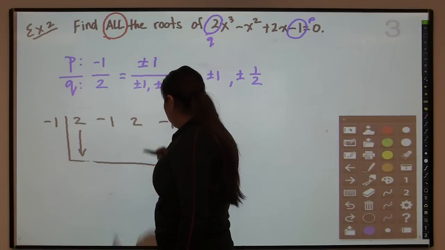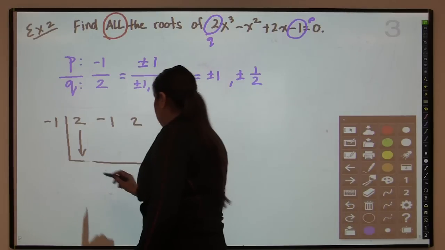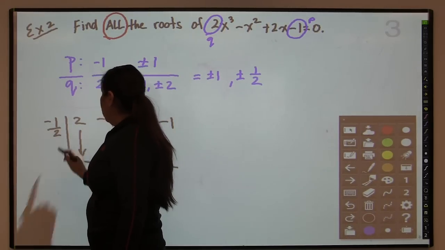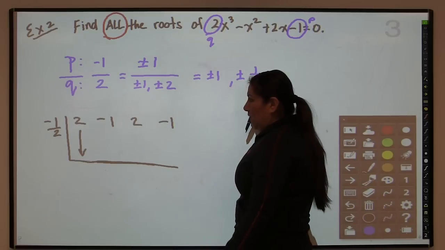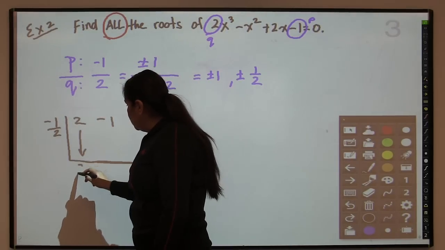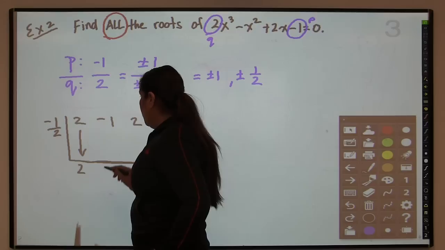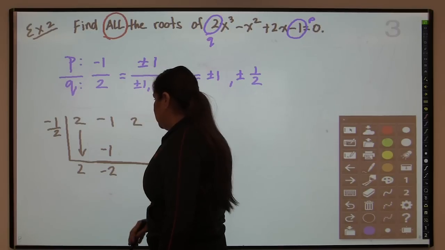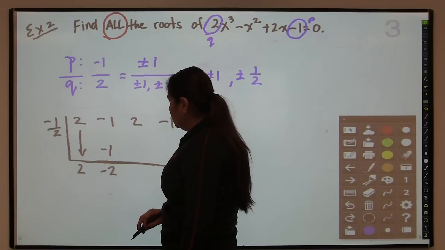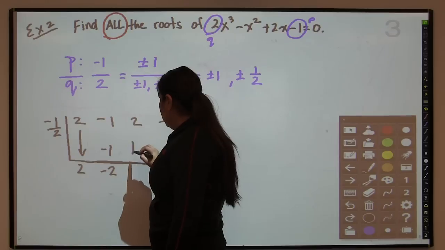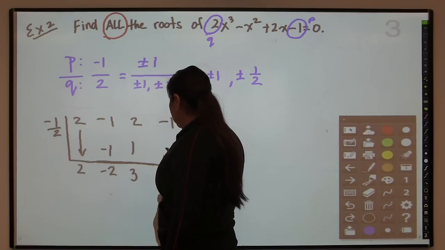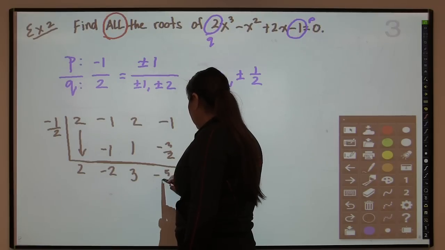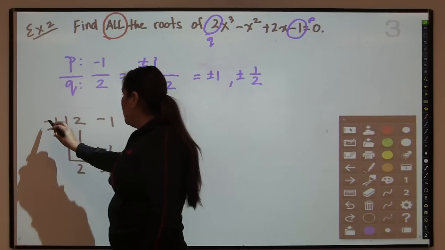And I'm erasing it so I can do this again. And this time we're going to try negative 1/2. And then after that we'll try positive 1/2. So bring the 2 here. 2 times negative 1/2 is negative 1. That's going to be negative 2. Negative 2 times negative 1/2 is going to be, again, positive 1. That's going to be 3. This is going to be negative 3/2. And this is going to be negative 5/2. Again, not 0. So now we're going to try positive 1/2.